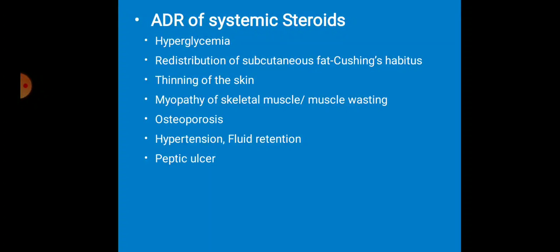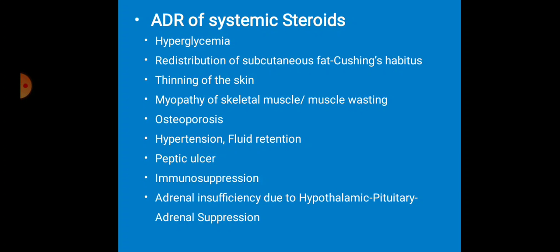Peptic ulceration, because it increases acid secretion as well as pepsin secretion, and also decreases the protective effect of prostaglandins on the GIT. It causes immunosuppression, which can lead to opportunistic infections, especially viral infections, because cell-mediated immunity mainly acts against viral infections. And the last one is adrenal insufficiency, mainly due to suppression of the HPA axis.